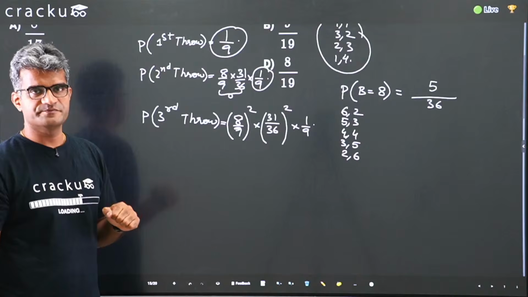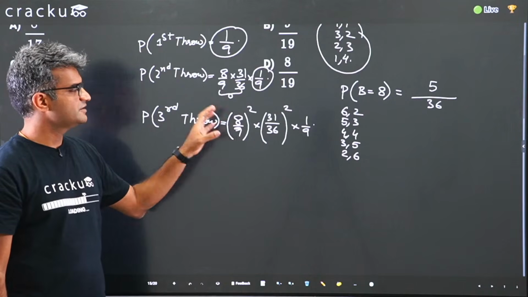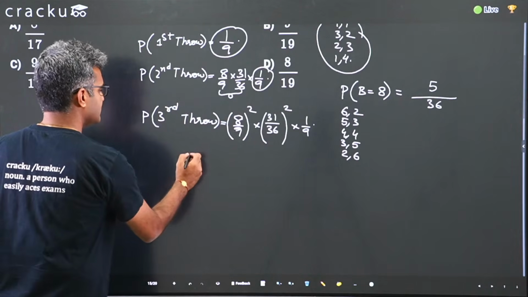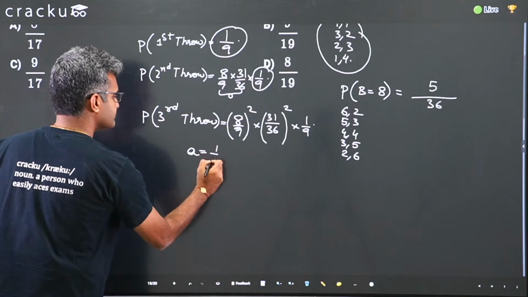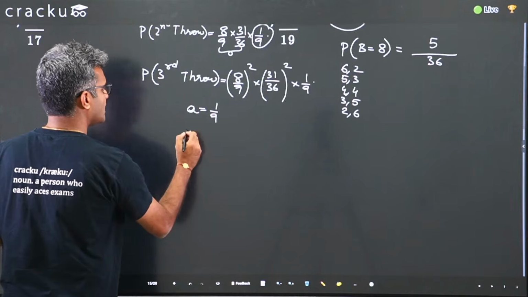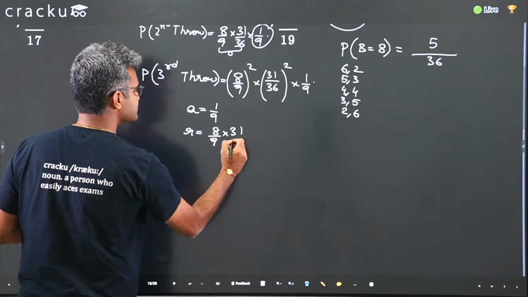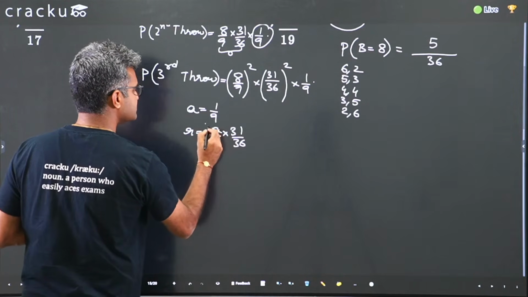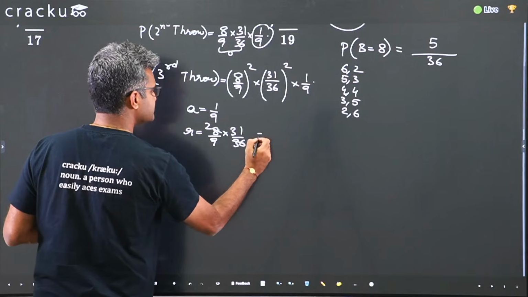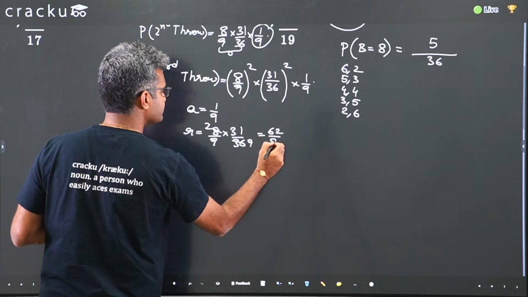So if you are summing all of them up, you will notice that this is a geometric progression. This is a geometric progression where the first term is 1 by 9 and the common ratio R is 8 by 9 into 31 by 36. This is 2 and this is 9, which is equal to 62 by 81.